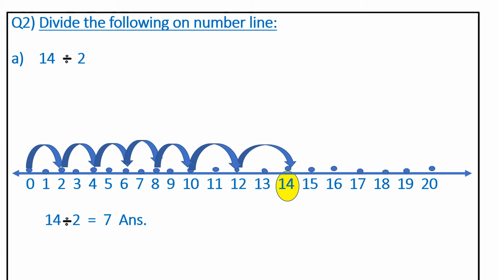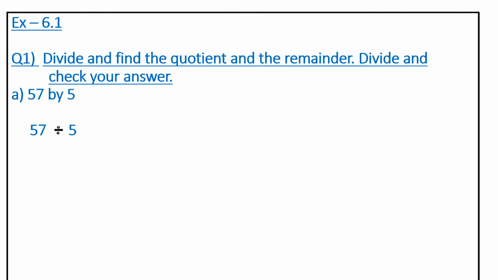Okay. Now children, we are going to do the division now. Divide and find the quotient and the remainder, and you have to check your answer also. So children, I have taken here the first question of exercise 6.1. Question number A. Divide 57 by 5. Okay. So you have to divide 57 by 5. So you have to read the table of 5. Okay, all of you read.